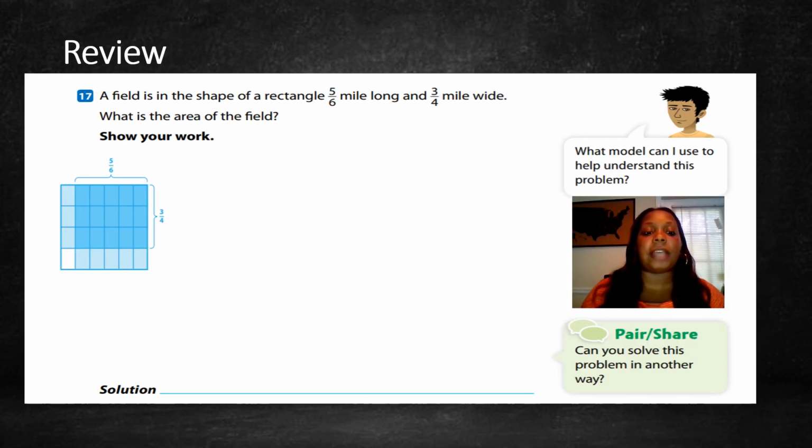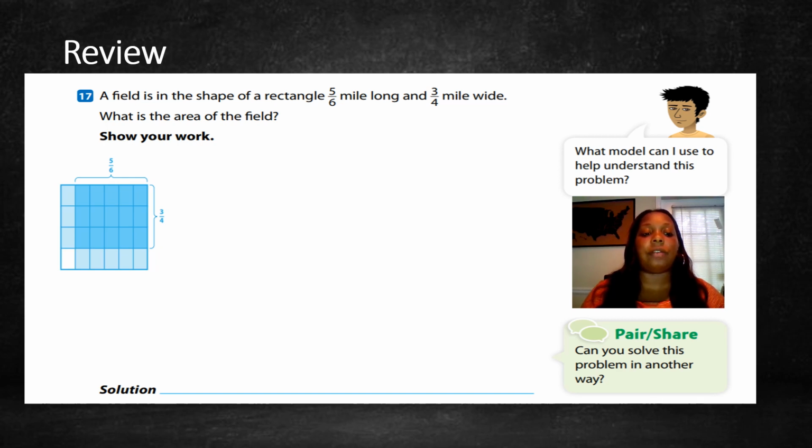Okay, the next problem says a field is in the shape of a rectangle 5/6 miles long, so that's here, 5/6 miles long, and 3/4 mile wide. Here's the 3/4 mile wide. What is the area of this field?